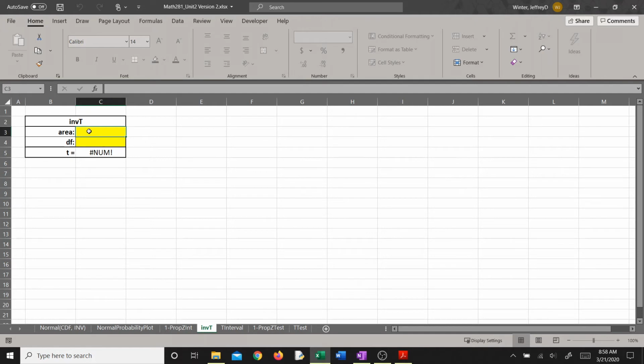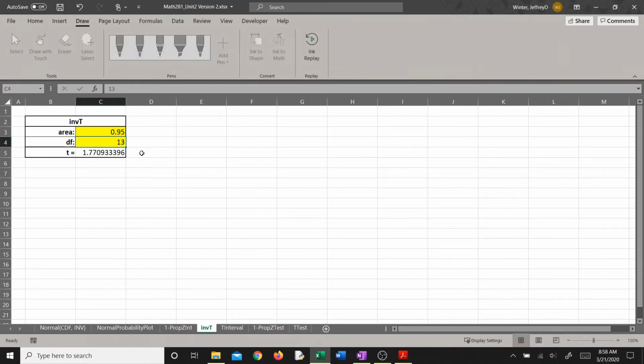So how we do this with Excel is we type in 0.05 into the area. Degrees of freedom is 13. And notice that this actually gives us the negative value. By default, this is finding the area to the left of the value. So if we actually want to get the correct value, you would type in 0.95, since that is the area to the left of that t value. Now notice that this just changes the sign from a negative to a positive. So as long as we just know that we need the positive answer, we could just type in 0.05 instead.